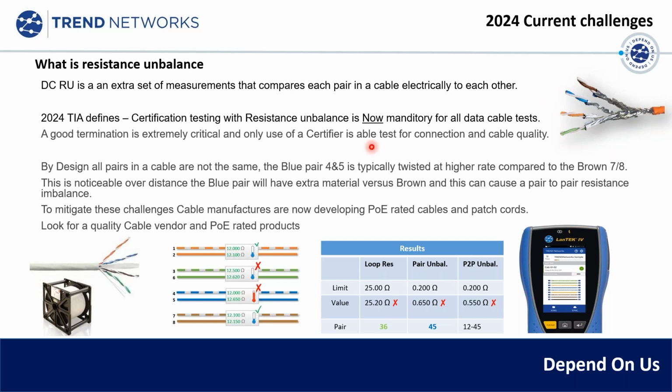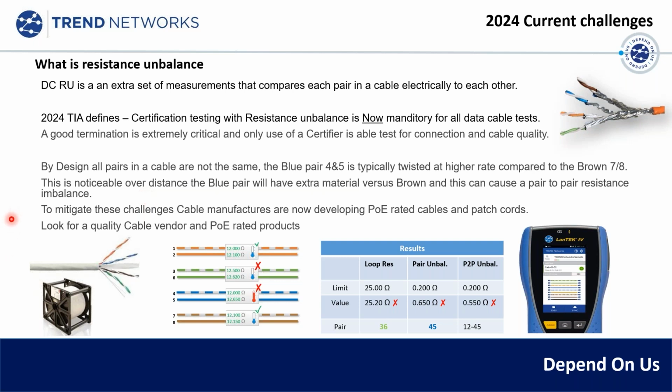And in many cases, the blue pair, because it's centered in the middle of the plug, is twisted the most. So blue as pair 4 and 5 is typically twisted at a higher rate, orange a little less, green a little less, and then brown the least. So a comparison between blue and brown could be quite big. And if you think about that as material, there could be a lot more material in blue versus the brown. So this is a challenge.